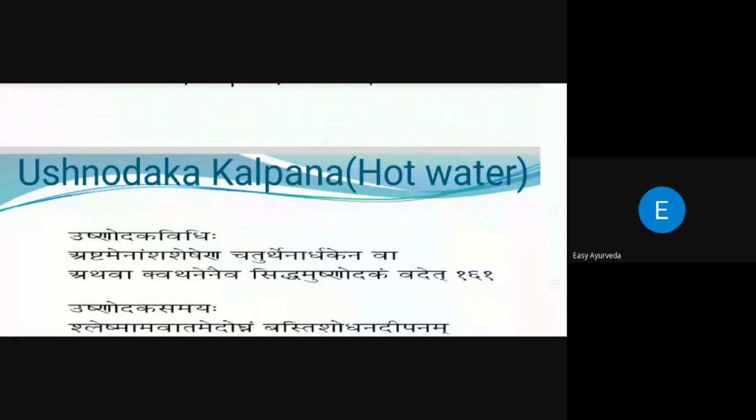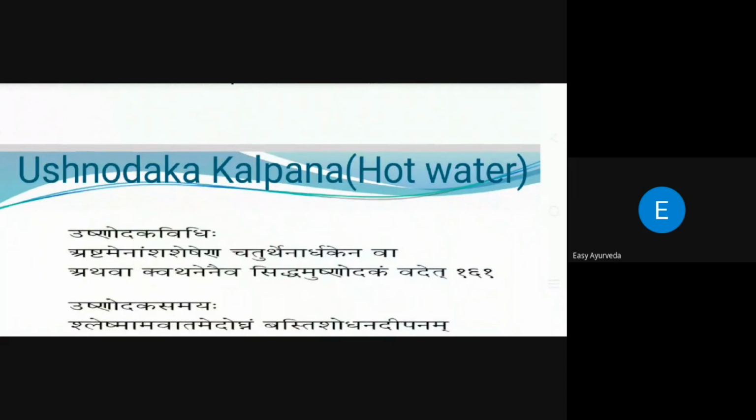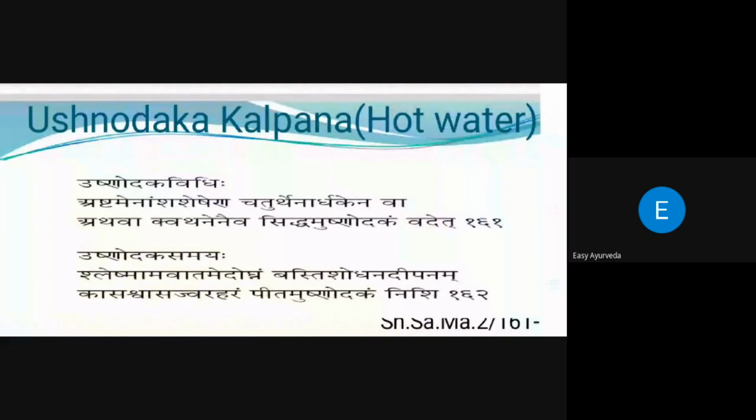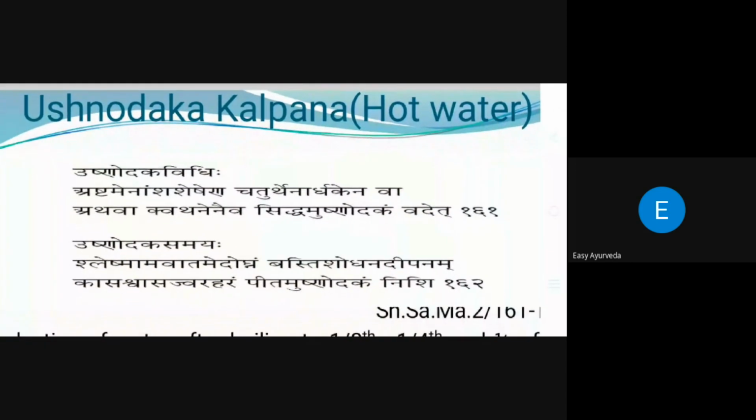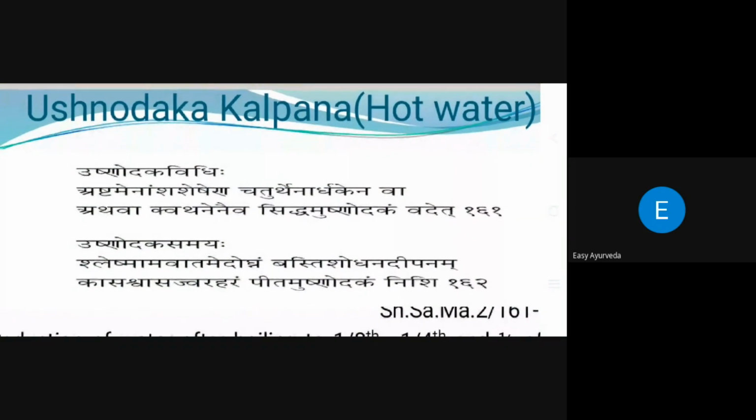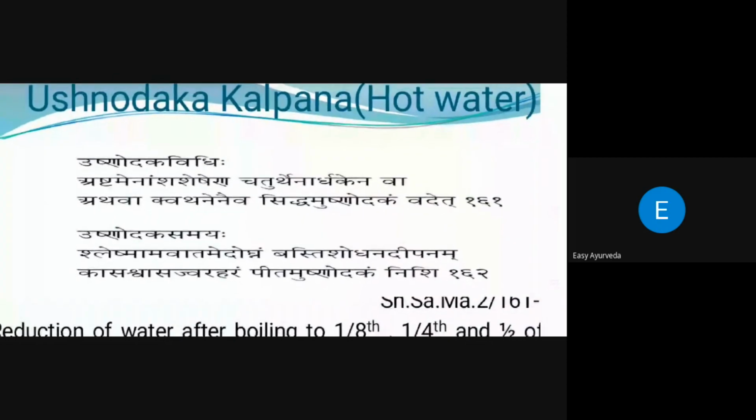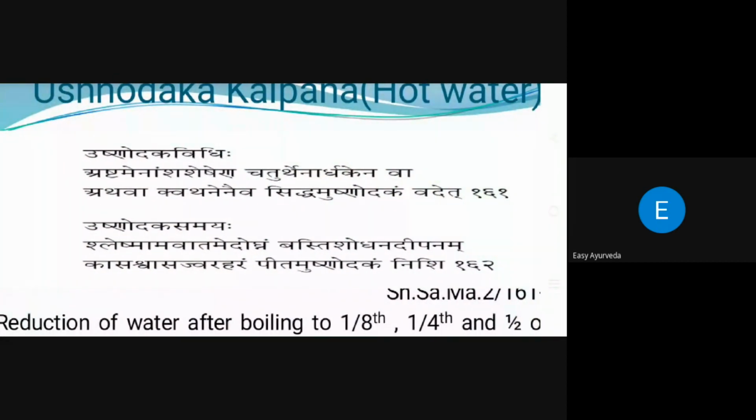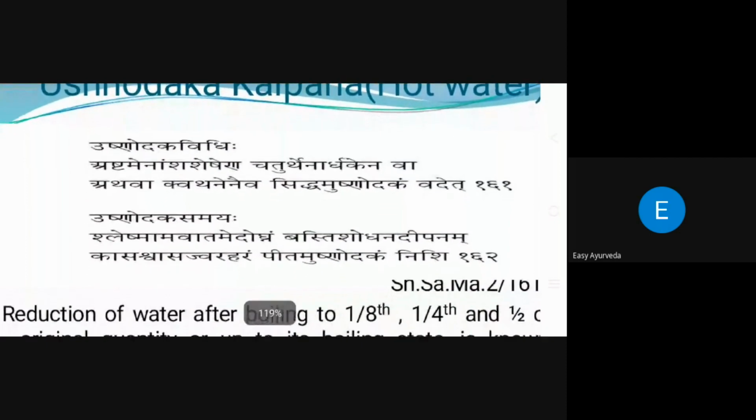Next, Ushnodaka Kalpana, that is hot water. How we should consume it, when we have to consume it. This is most important. Generally, Ushnodaka means hot water. Everywhere they tell that you should drink hot water in the early morning. Like that, it has been mentioned. But what Acharya says, exactly when we have to use it and how it has to be prepared according to the conditions, is going to be explained here.